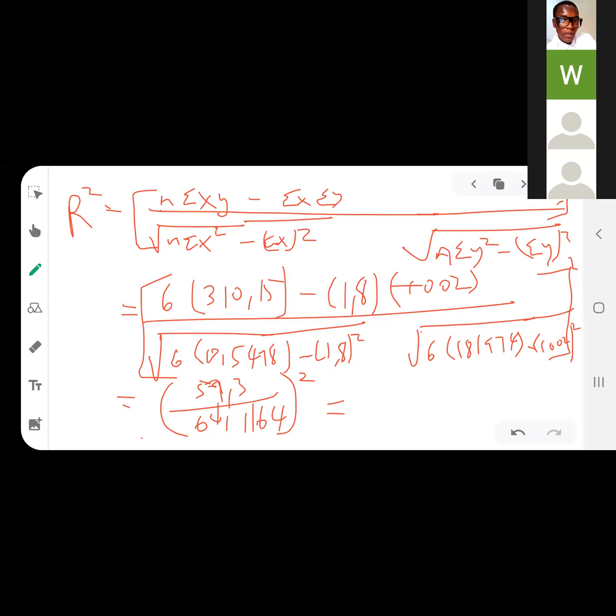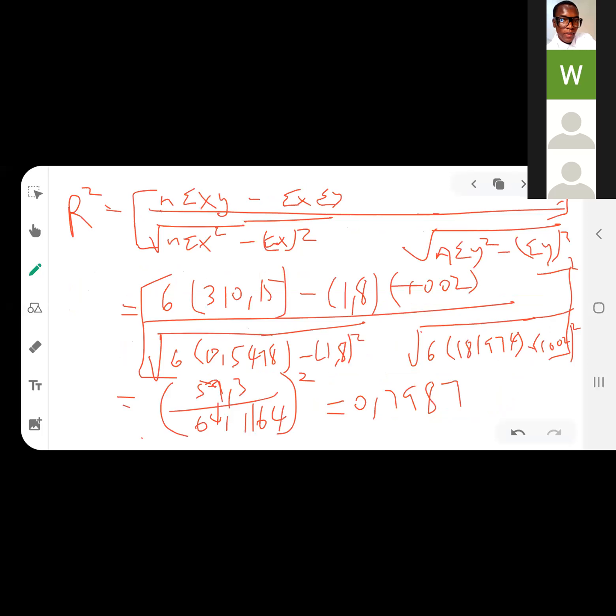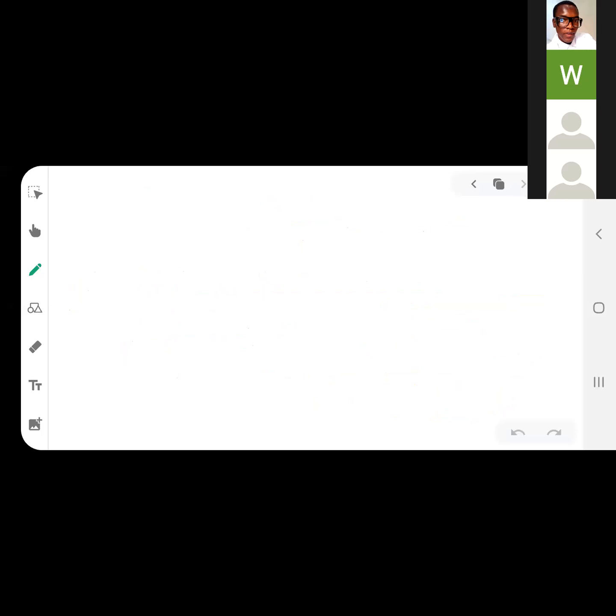What is your answer? 0.7987. Is it the same as what we got before? It's this, we got this before. Do you see? So they are the same, meaning that our answers are very much correct. Do you understand?